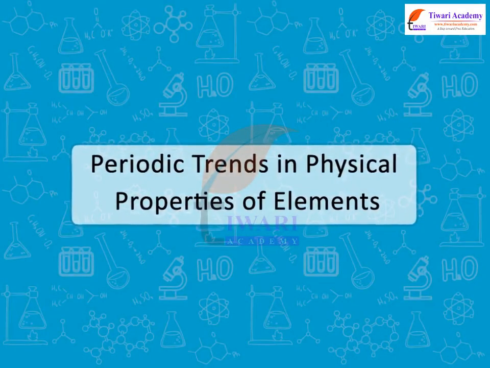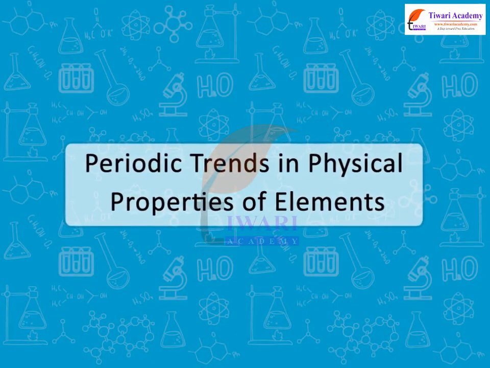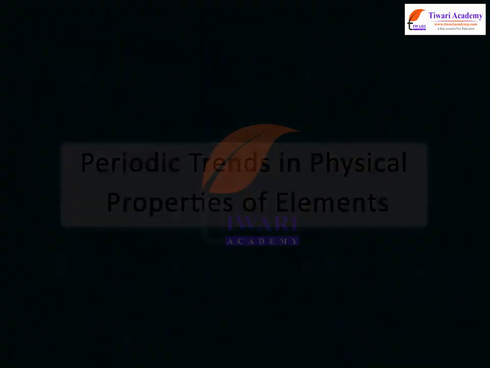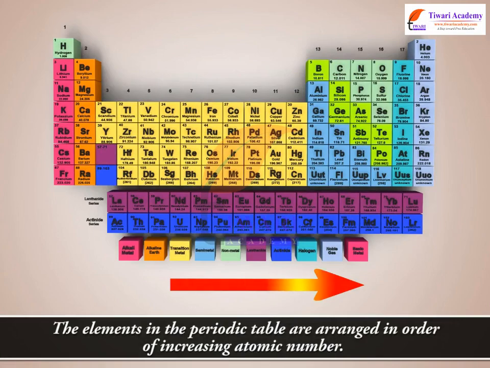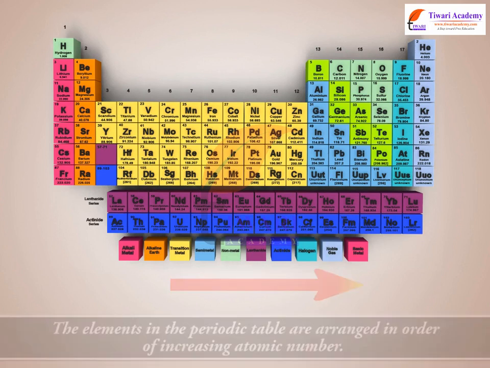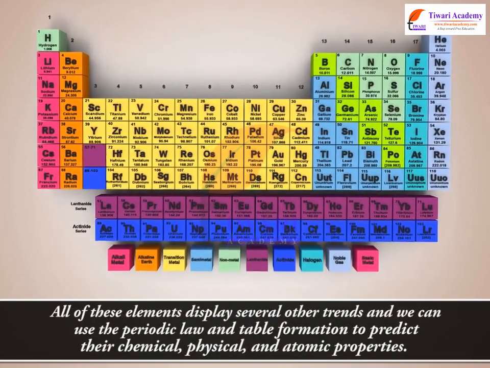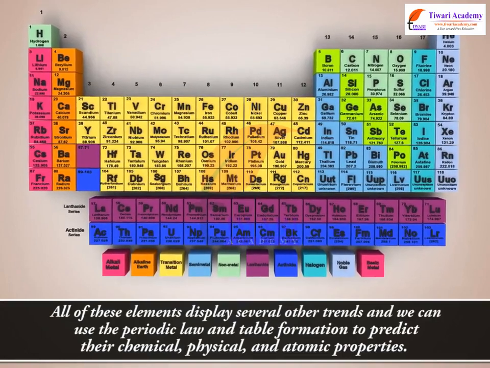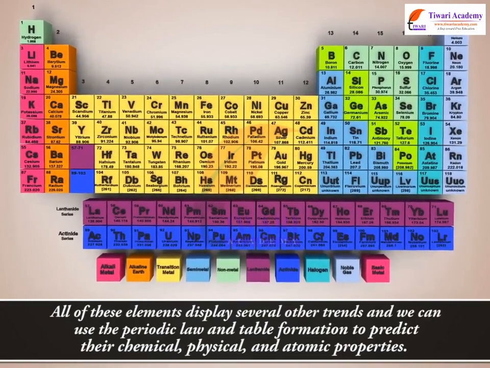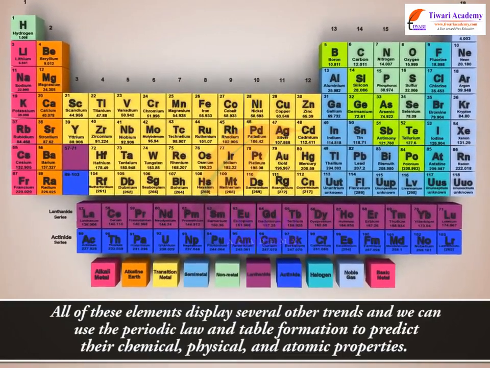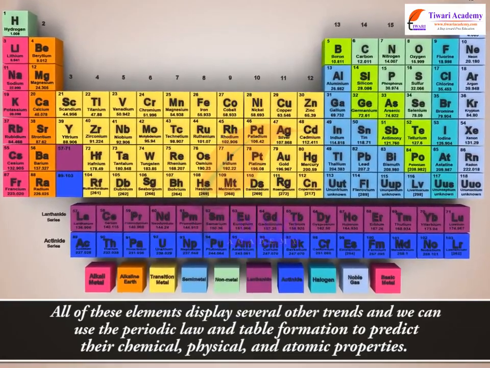Periodic trends in physical properties of elements. The elements in the periodic table are arranged in order of increasing atomic number. All of these elements display several other trends, and we can use the periodic law and table formation to predict their chemical, physical, and atomic properties.